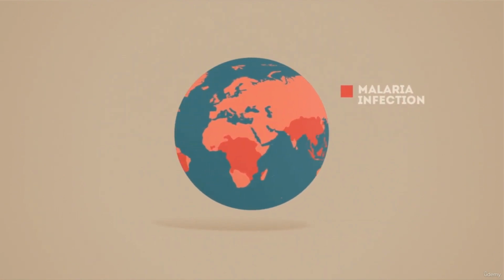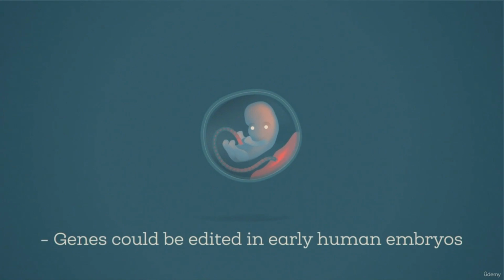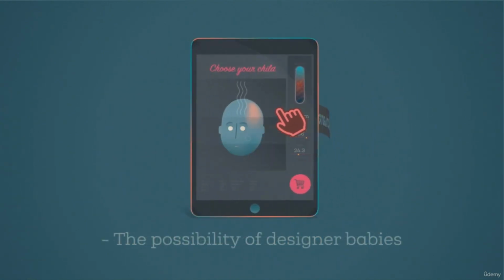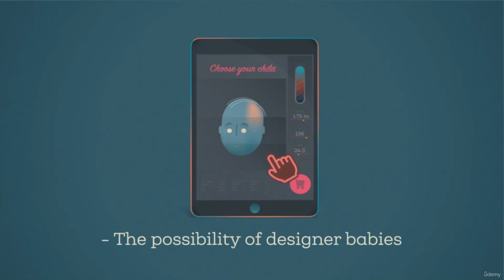But what about possible downsides? Genes could be edited in early human embryos to alter characteristics such as eye colour that have no bearing on health. This raises the possibility of designer babies.